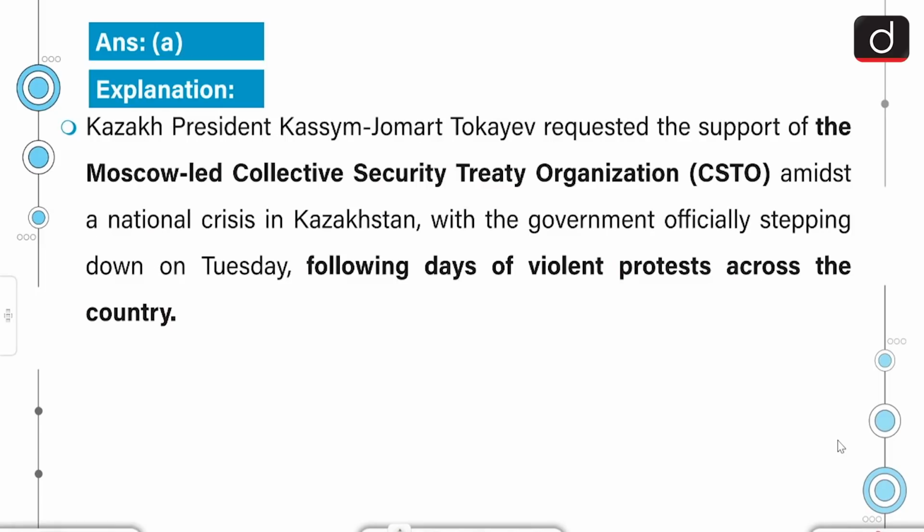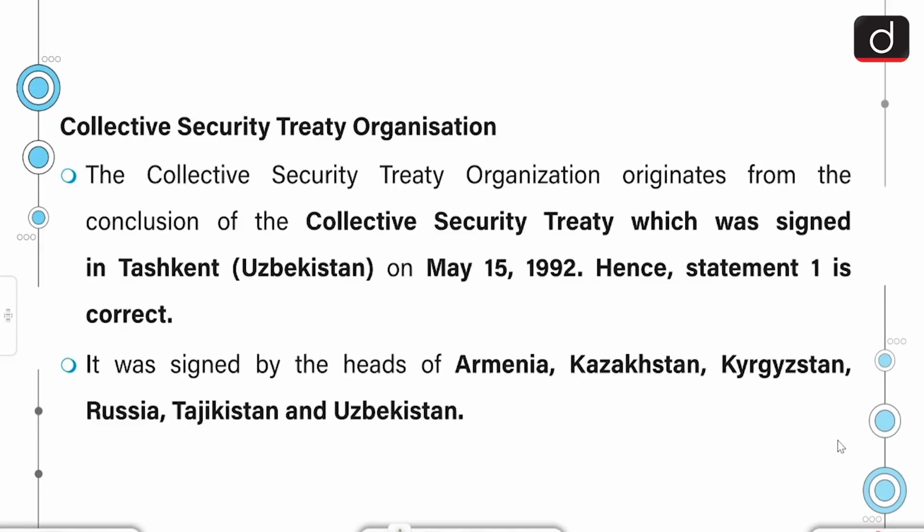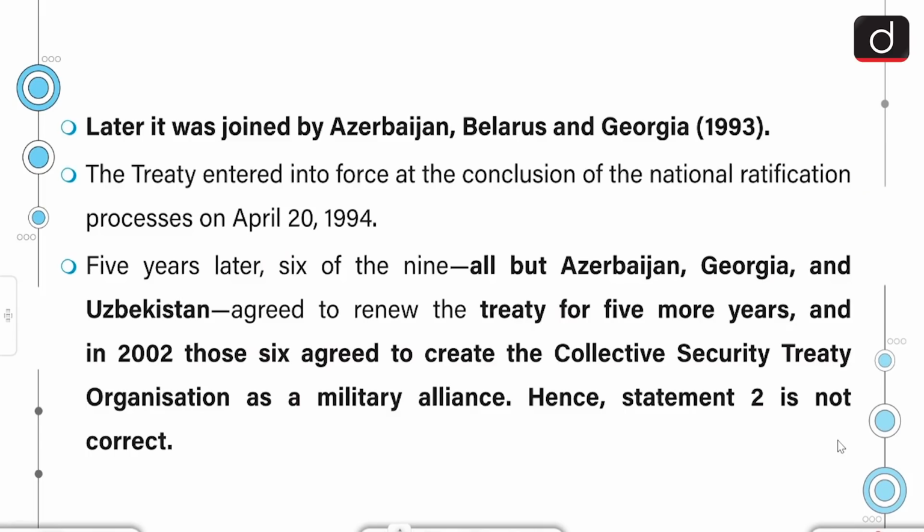Now, Kazakhstan's president requested the support of the Moscow-led Collective Security Treaty Organization amidst a national crisis in Kazakhstan, with government officials stepping down on Tuesday following days of violent protests across the country. The CSTO was concluded on May 15, 1992 and signed in Tashkent, Uzbekistan. It was signed by the heads of Armenia, Kazakhstan, Kyrgyzstan, Russia, Tajikistan, and Uzbekistan. Later, Azerbaijan, Belarus, and Georgia also joined.